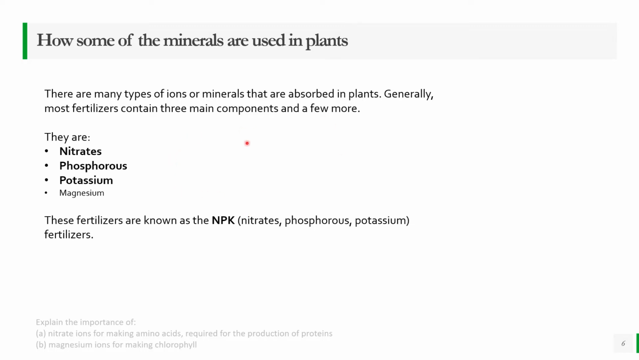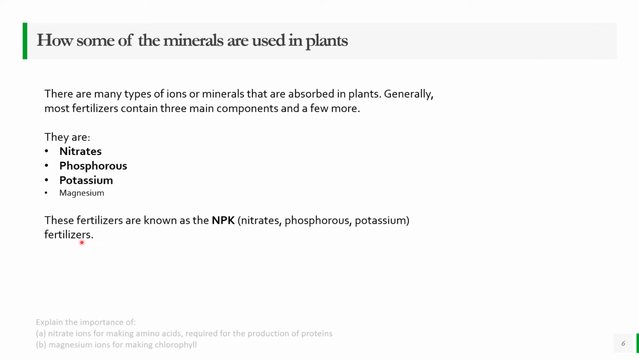Now, usually the fertilizers that we use, okay, commercially we use fertilizers that are known as NPK fertilizers. Now, NPK is actually just the short form lah for the three main ions that are very important for the growth of the plant. N is nitrates, okay, P is phosphorus, and K, now in the periodic table, okay, K is used to represent potassium. Okay, so N nitrates, P phosphorus, K potassium. So the fertilizers, okay, it is known as the NPK fertilizer.